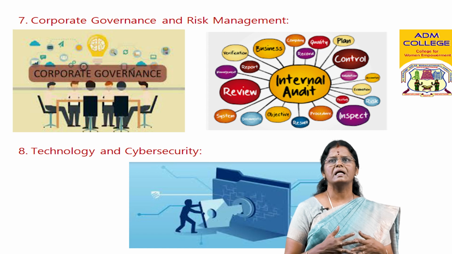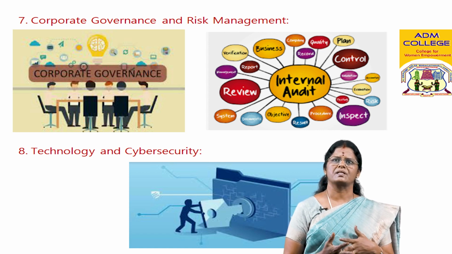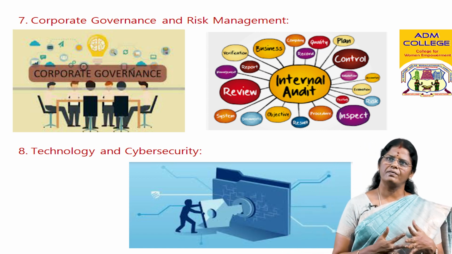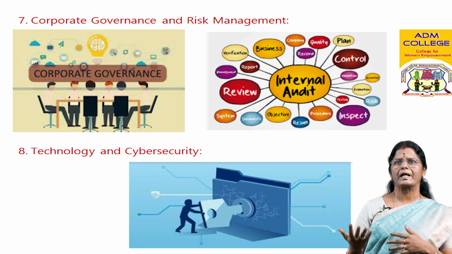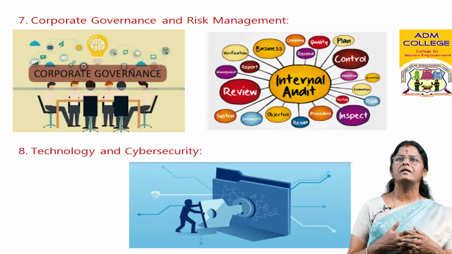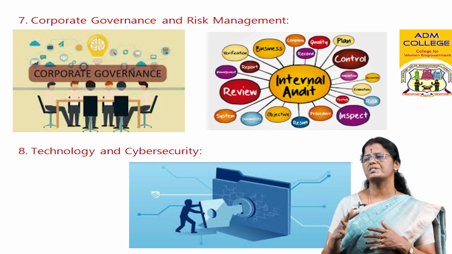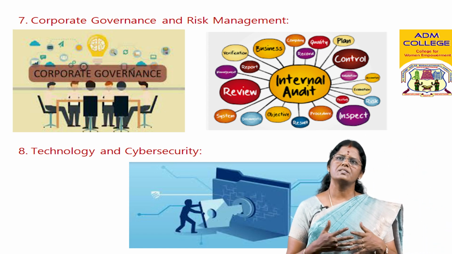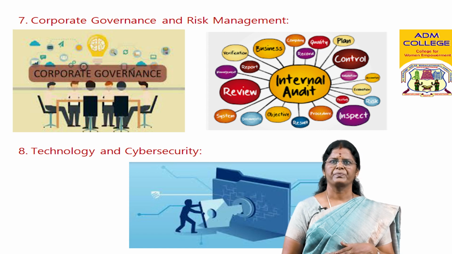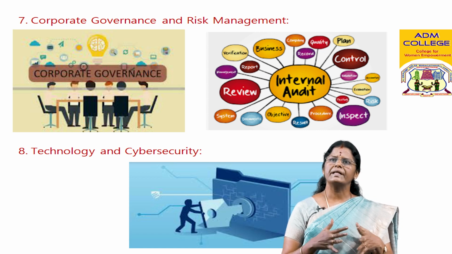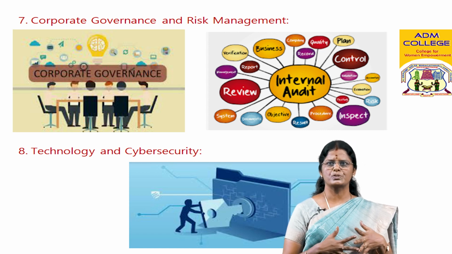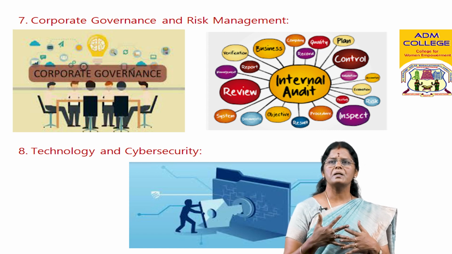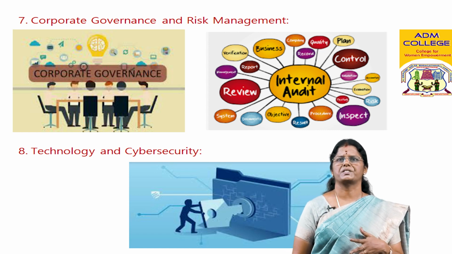Next one, corporate governance and risk management. These guidelines cover board composition, risk management framework, internal control, internal audit, and disclosure requirements. Technology and cyber security: these guidelines cover areas such as cyber security, information security, outsourcing of activities, digital banking, and data protection.